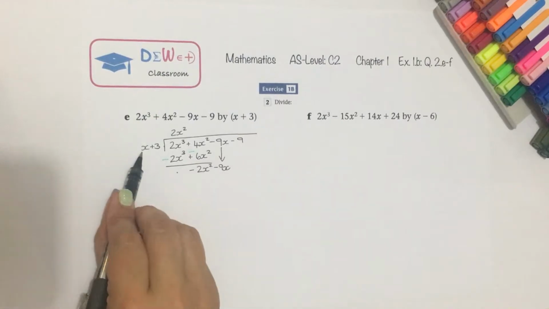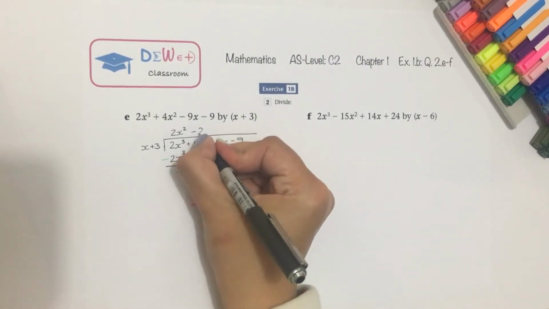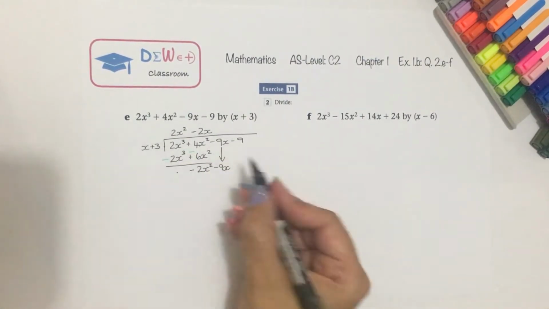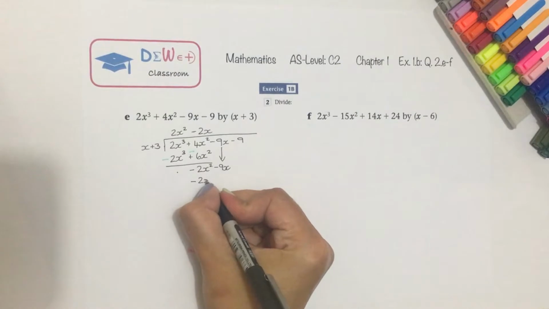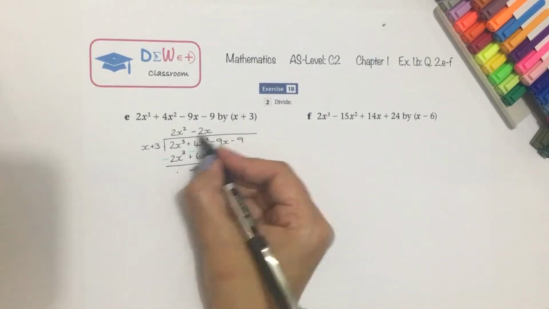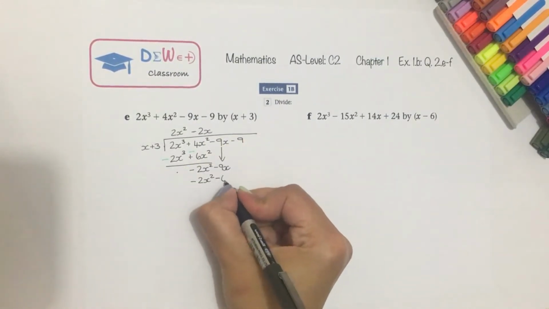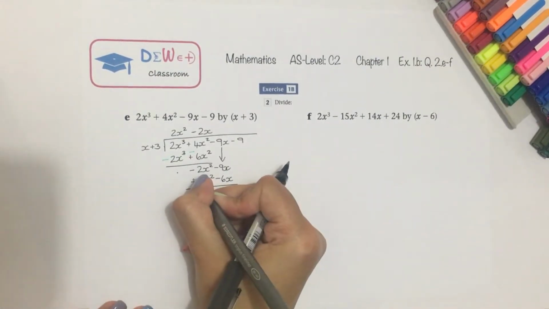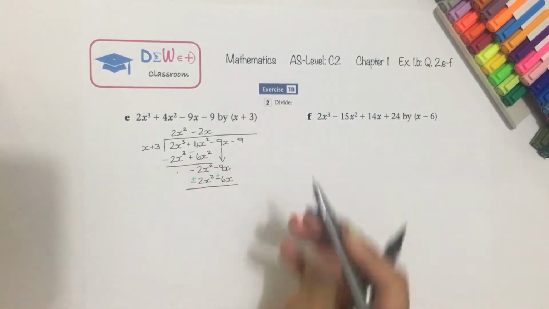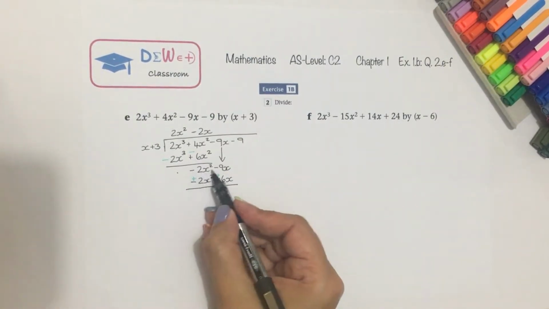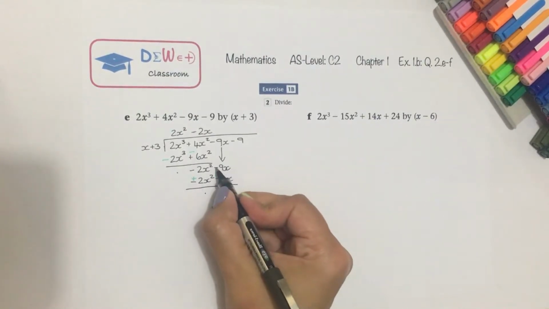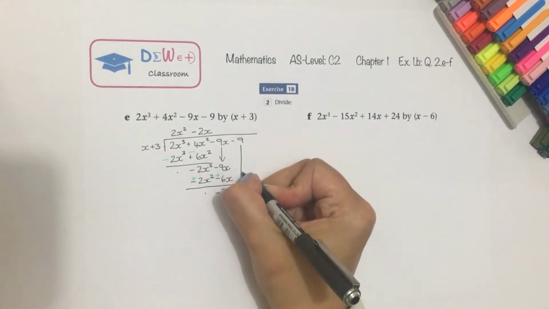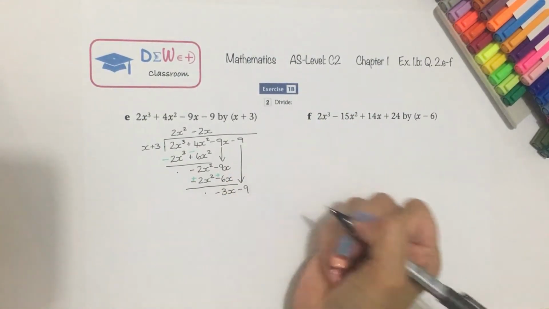So minus 2x squared divided by x will give us minus 2x, because when we multiply them with one another, minus 2x times x, we get minus 2x squared. Minus 2x times 3 will give us minus 6x. We need to subtract them from one another, so we multiply with a negative at the bottom, so we change the signs. And then we are left with minus 2x squared plus 2x squared is 0. Minus 9x plus 6x is minus 3x. And then we bring down the minus 9.